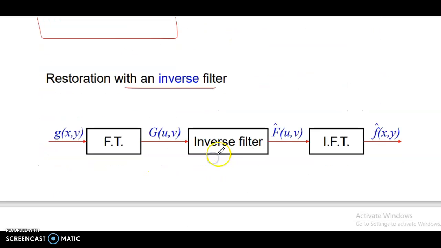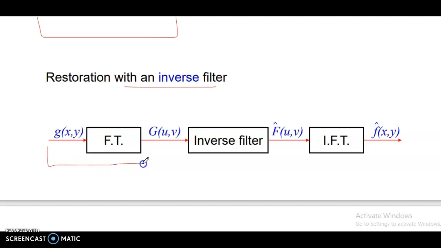Restoration with the inverse filter: g of x,y is given to the Fourier transform, which gives the output g of u,v. It is given to the inverse filter, which outputs f cap of u,v, then it is given to the inverse Fourier transform, and f cap of x,y is available. Here, g of x,y in, f cap of x,y out.